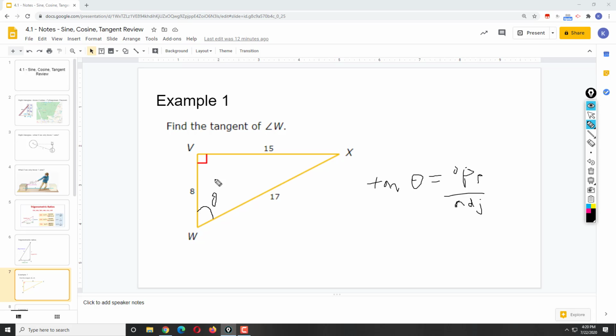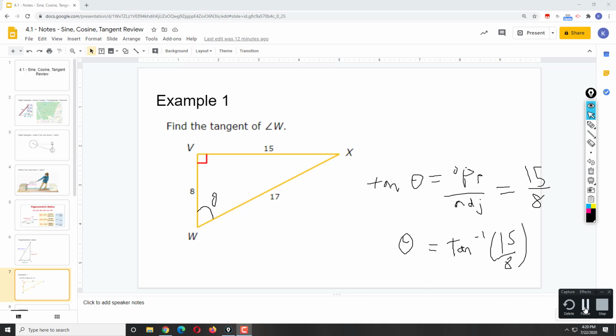Adjacent, well, the hypotenuse is the long one, that's 17. Adjacent is the one that's not the hypotenuse, but next to our angle, that's 8. See, the adjacent is 8. Opposite is far away, which is 15. So tangent theta equals 15 over 8. In other words, theta is the inverse tangent of 15 over 8. Okay, which we can use a calculator to solve.